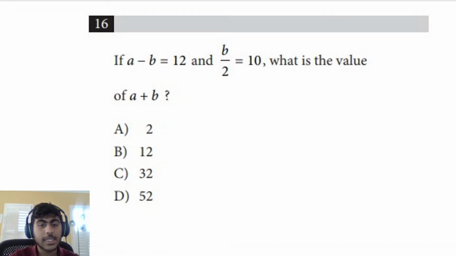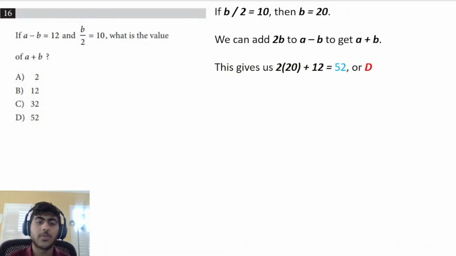Question number 16, we're told that if a minus b equals 12 and b over 2 is 10, what is the value of a plus b? Well, we have a couple equations, and we can start messing around with this to find some solutions. If b over 2 is 10, then b is 20, and we can add that 2b to a minus b to get a plus b. So we get 2 times 20 plus 12, or 52, which is answer choice D, and that's our answer.